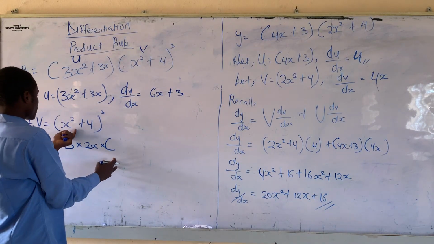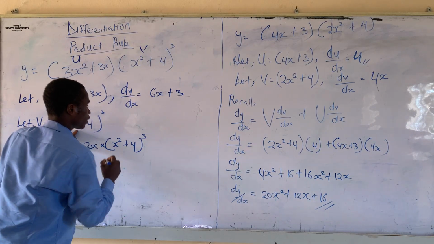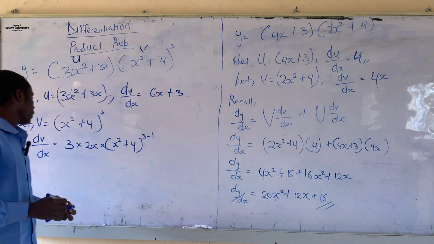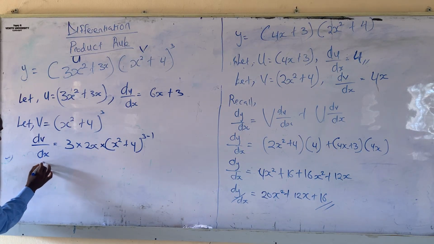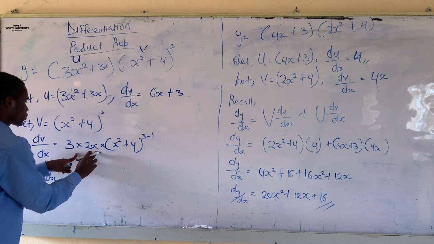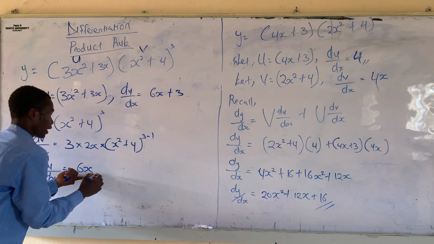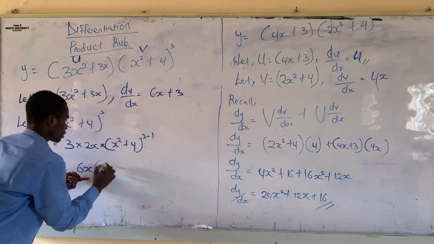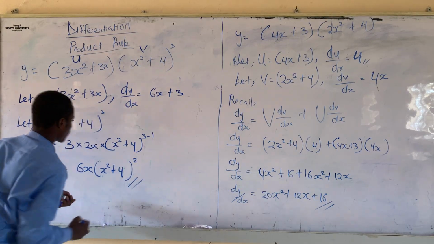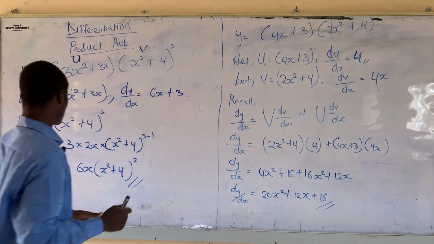The next step in the chain rule shortcut is we write the bracket unchanged, which is (x squared plus 4) to the power 3. At the last step, we subtract 1 from the power. So dv over dx becomes 3 times 2x, which is 6x, times (x squared plus 4) squared. So this is our dv over dx.